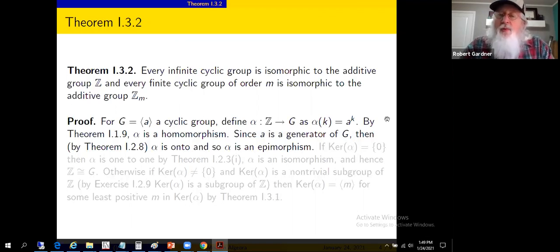So homomorphism, onto, surjective. Is it one-to-one? Is it injective? Well, maybe, maybe not. Here we're saying infinite cyclic groups are isomorphic to the integers, and finite cyclic groups are isomorphic to the integers mod m for some m. So we get a little bifurcation in the argument here.